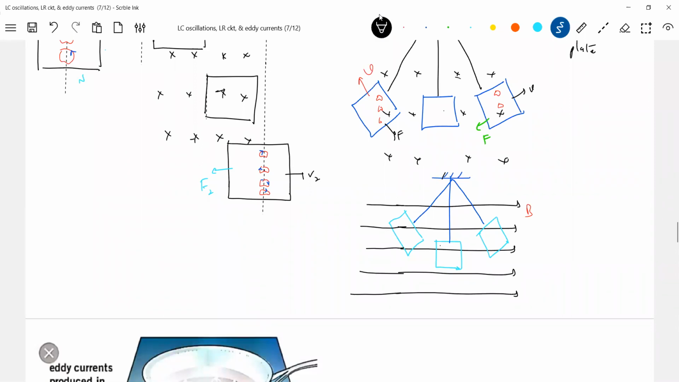Strictly, what happened? The plane of the plate is tangential to B. So flux linking the plate is zero, no EMF induced, so no eddy current. So what is the condition? The flux linking the conducting plate should be non-zero. Then only will the eddy current come into the picture.